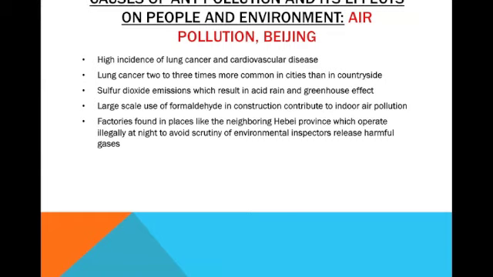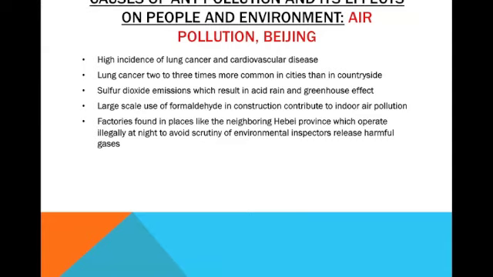So, causes of any pollution and its effects on people and the environment. We're going to look at air pollution in Beijing. Well, there's a very high incidence, so occurrence, of lung cancer and cardiovascular disease, because of all that air pollution. So that's an effect, high incidence of lung cancer. And lung cancer is 2 to 3 times more common in cities than in the countryside.